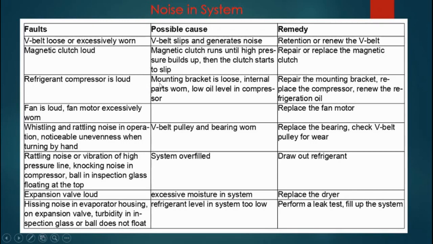Possible cause is that the mounting bracket is loose, internal part worn, low oil level in the compressor. Its remedy is repair the mounting bracket, replace the compressor, renew the refrigeration oil. You put in the new compressor oil. And the fourth fault is the fan is loud, fan motor excessively worn. So replace the fan motor.